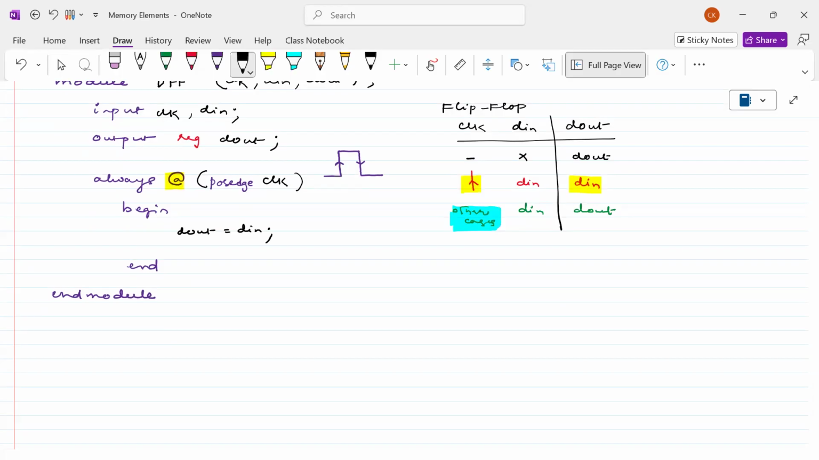Any question? Not required. Why? Already the positive edge is mentioned. It is a redundant term. It is not required, right? If positive edge of clock, that is what we have written in this one. This is the way, that is the meaning.